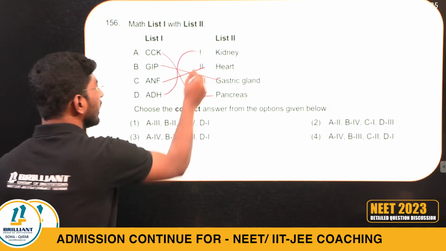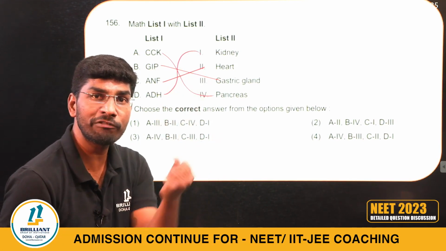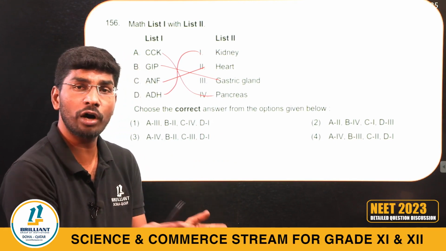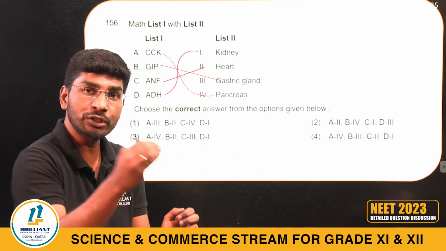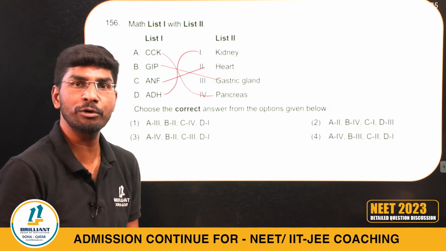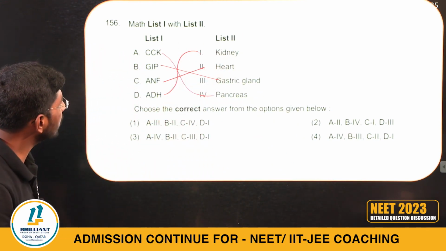ADH acts on the kidney, the DCT, for reabsorption of water. ADH is secreted from the neurohypophysis of the pituitary. Actual synthesis is in the hypothalamus, and it is stored and released from the posterior pituitary. What is the right answer?